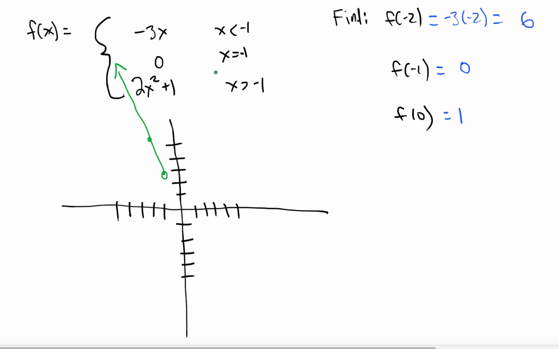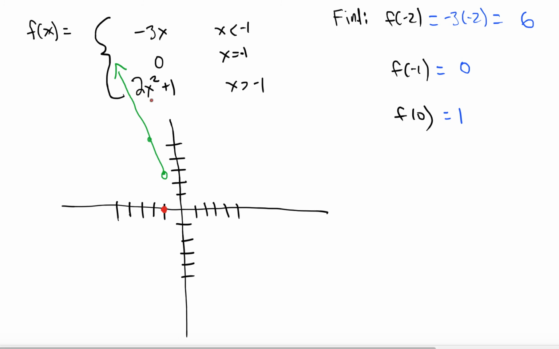How are we going to sketch the second piece here? When x is negative 1, what is the y value? It's 0. So this is actually just a point. When x is negative 1, y is equal to 0. And it is a closed circle. We need a closed circle here.